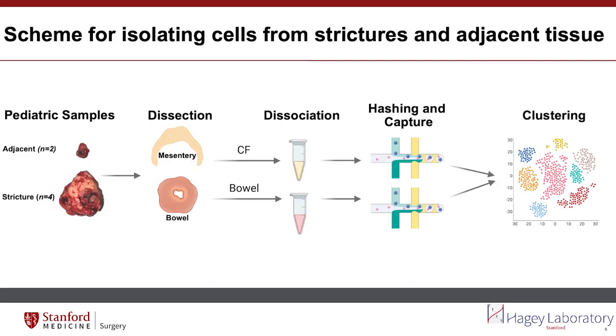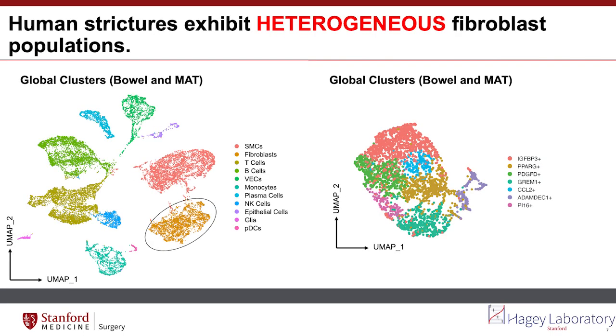And so to answer this question, we took pediatric Crohn's disease strictures and divided them into adjacent uninvolved bowel as well as strictured bowel. We carefully dissected the mesenteric adipose tissue from the bowel. We dissociated them separately and then captured these cells and performed single cell RNA sequencing, hoping to understand a little bit more about the fibroblast heterogeneity present in these samples. And so what you're seeing here on the left are the global clusters that we obtained from these samples.